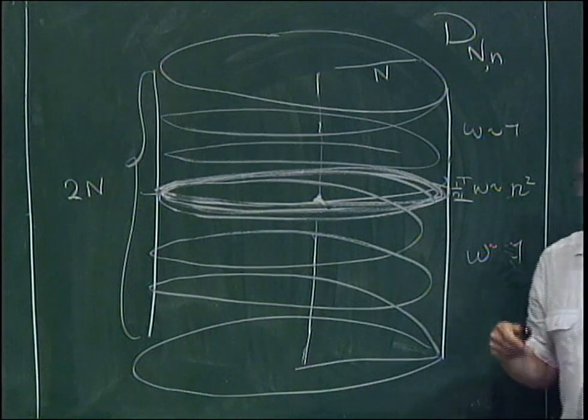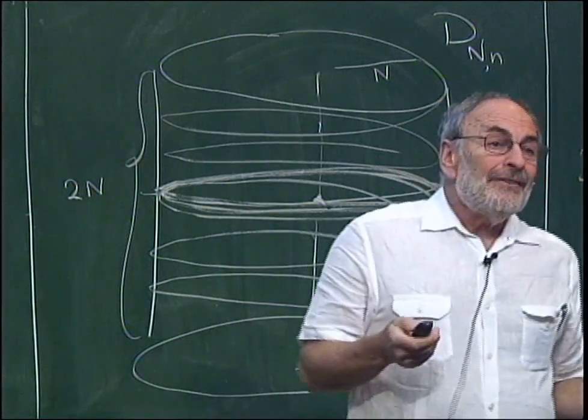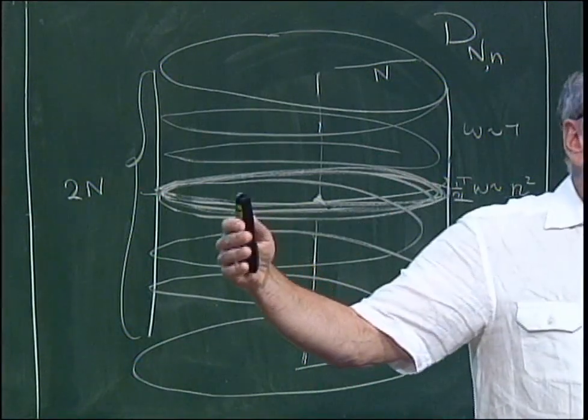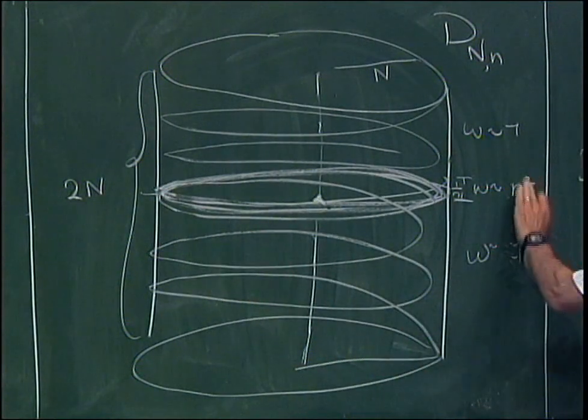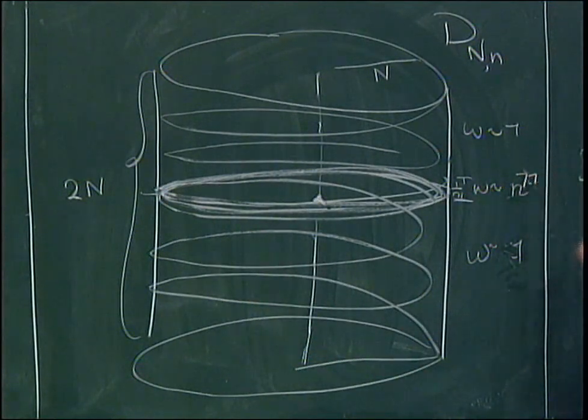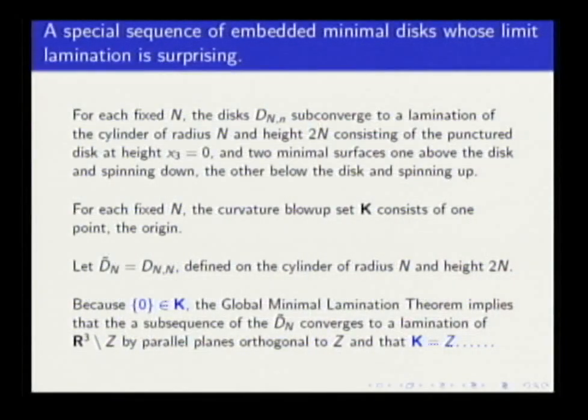So according to the limit lamination theorem, as I get farther and farther out, it doesn't matter how fast I could go. I could make this to the 77th. I could just really spin a lot here. The curvature is going to drift away. It's going to drift away so much that in the limit, the entire axis is the curvature blow-up set. I don't understand how that could be.